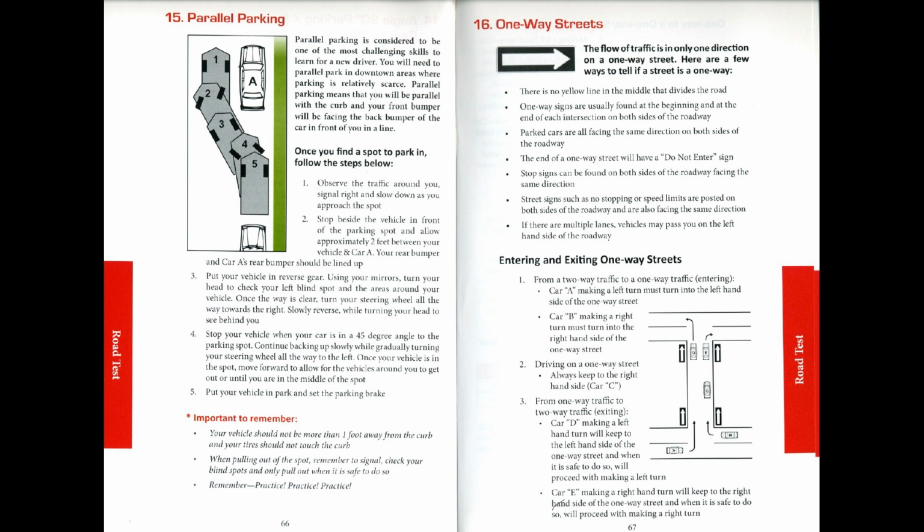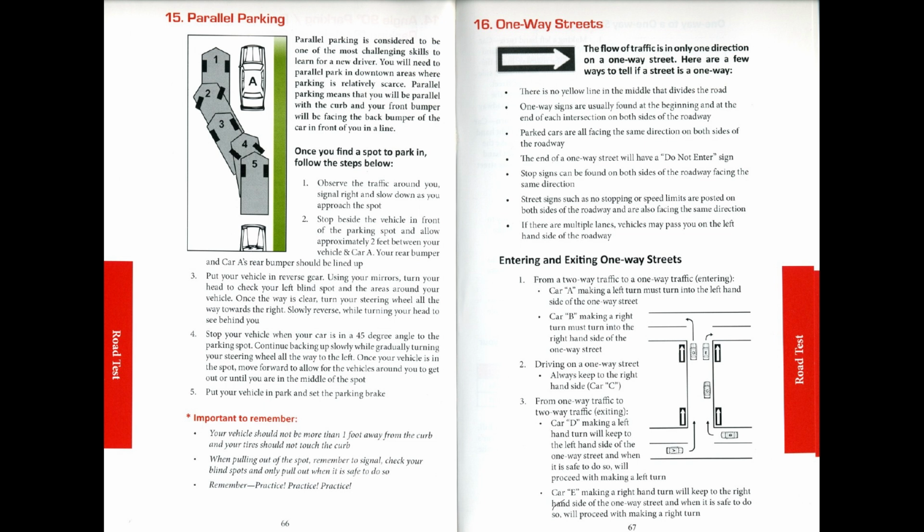Using your mirrors, turn your head to check your left blind spot and the areas around your vehicle. Once the way is clear, turn your steering wheel all the way towards the right. Slowly reverse, while turning your head to see behind you. Stop your vehicle when your car is in a 45-degree angle to the parking spot. Continue backing up slowly while gradually turning your steering wheel all the way to the left.